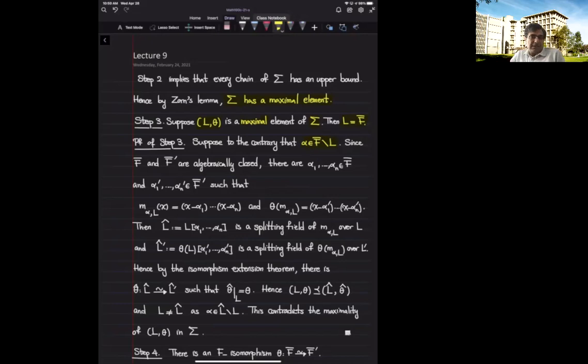But how can I do it? Our bet would be using splitting fields and the isomorphism extension result. Okay, so alpha is an element inside F bar. That means that it is an algebraic element over F, because F bar over F is an algebraic extension. So that's the first thing. So alpha is algebraic over F.